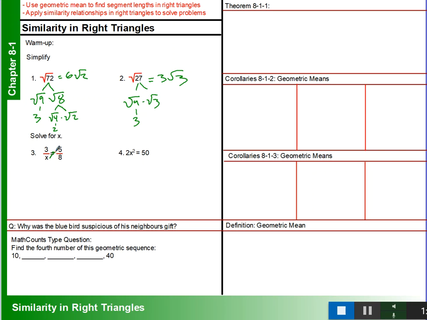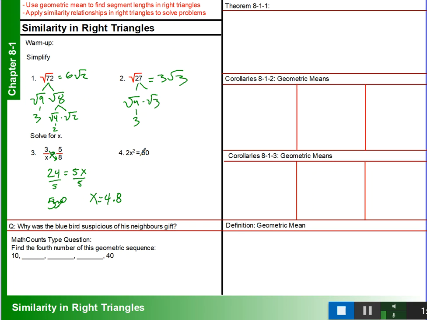Using cross multiplication, we know that 3 times 8, that's 24, is equal to 5x. Divided by 5, divided by 5, and we get x is equal to 4.8, or 4 4/5.